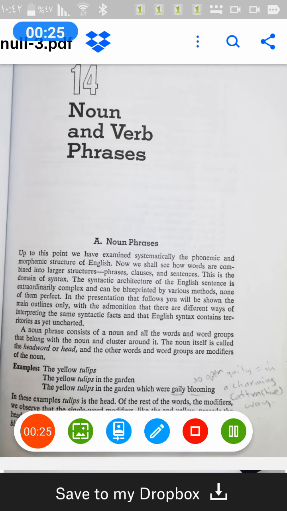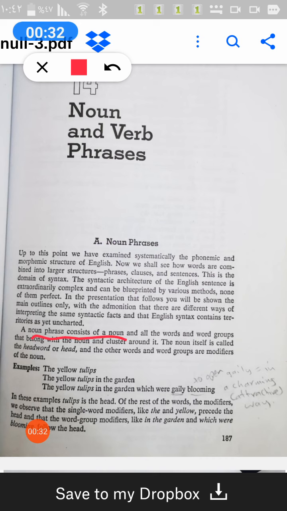So, the noun phrase usually consists of a noun and all the words and word groups that belong to the noun and cluster around it. The noun is called the head word or the head, and all other words and word groups are the modifiers of the noun.